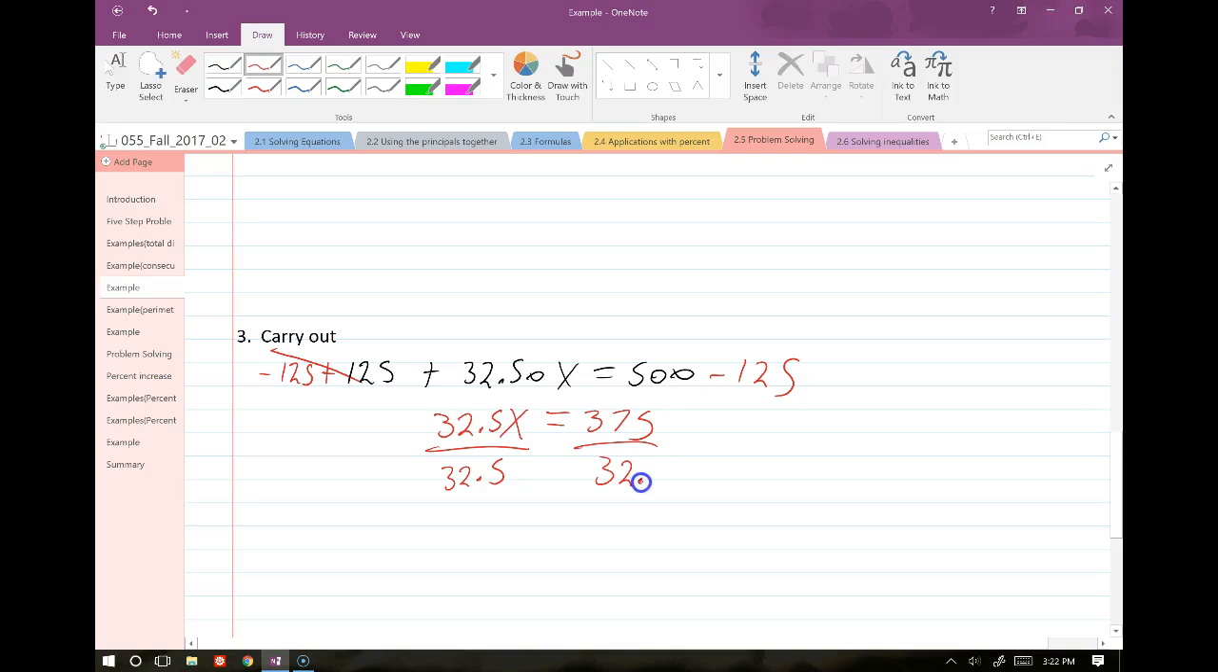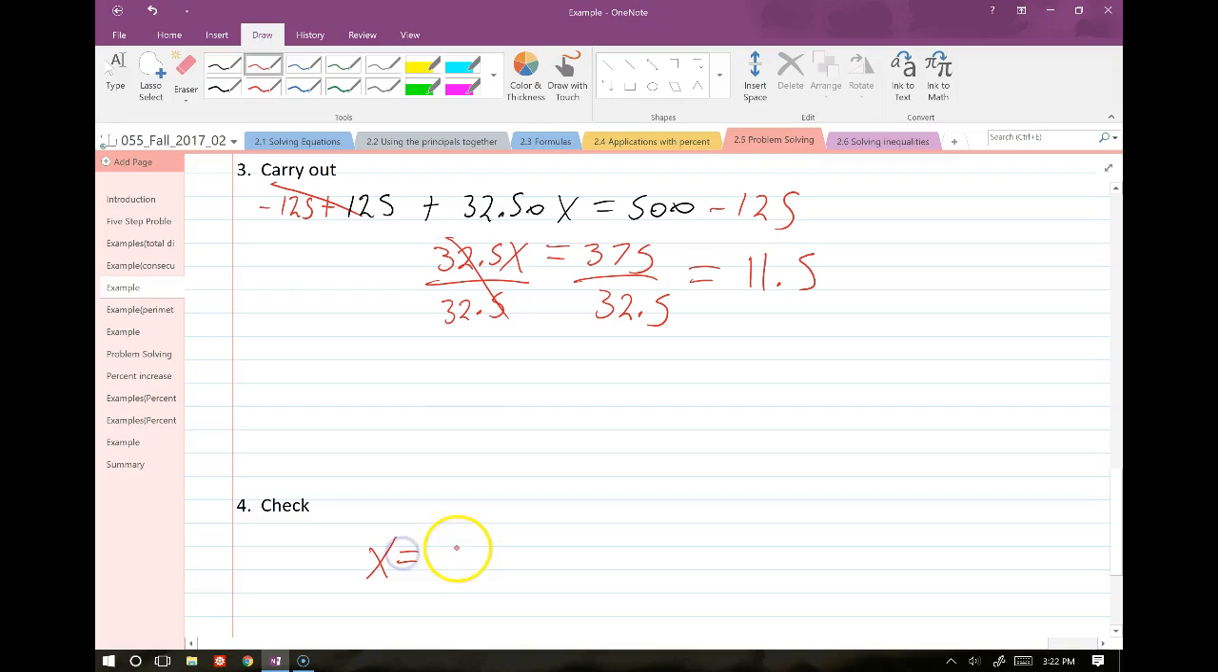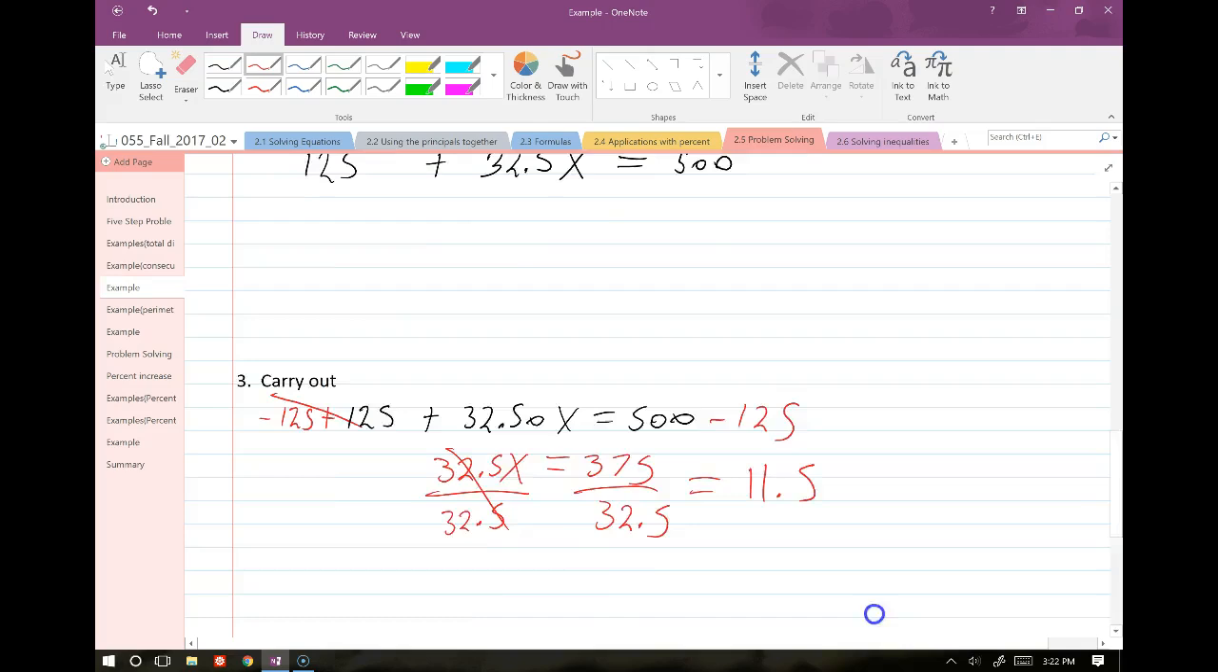This guy cancels, and then what do we get? What'd you get? 11.5? 11.5. All right. So now we carried it out, right? Okay. x is equal to 11.5. Then we want to check our work. So go back up to our original equation.